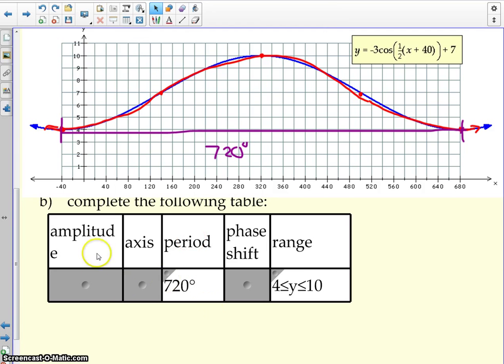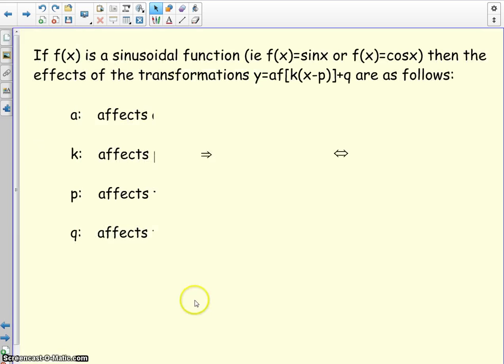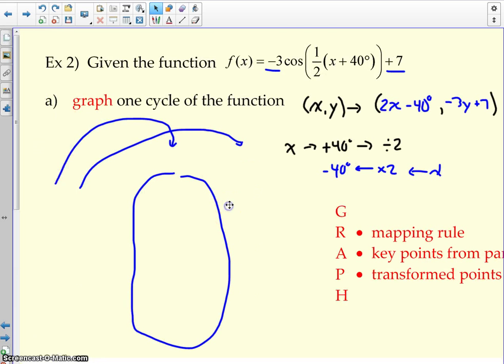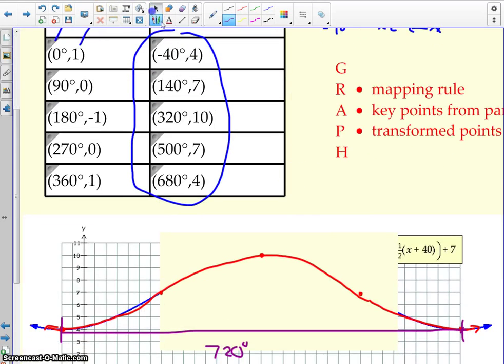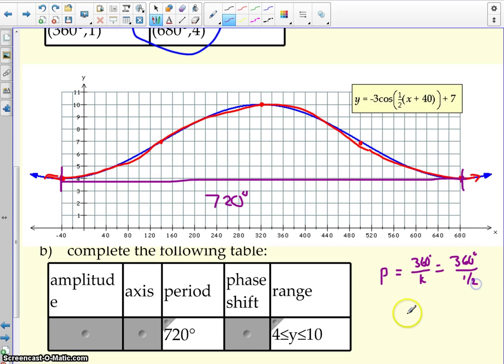Okay. The other thing you could do if you want to calculate the period is going back here. I said that the period is going to be equal to 360 degrees over k. If you look at the equation that we have, the k value is a half. So I could actually calculate it instead of having to look at the graph, if I find that easier. So my period is going to be 360 degrees over k, which is 360 degrees over a half. When you divide something by half, it's the same thing as multiplying it by 2, so that gives you 720 degrees.